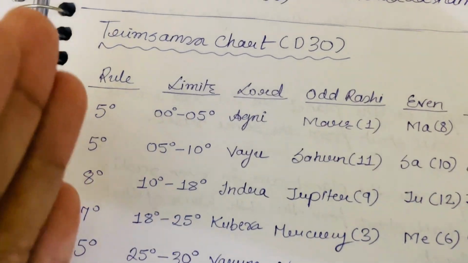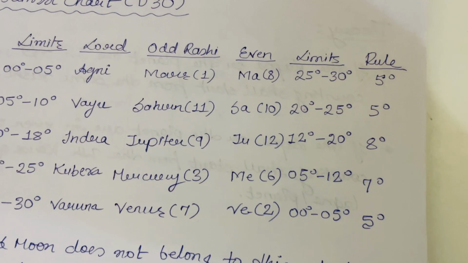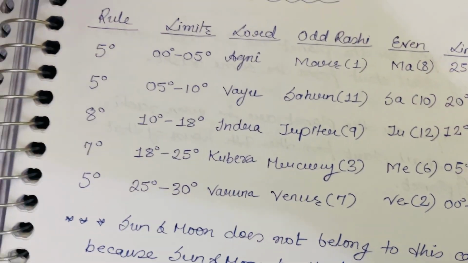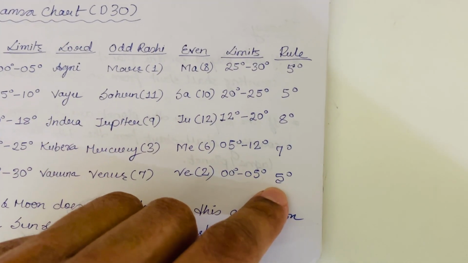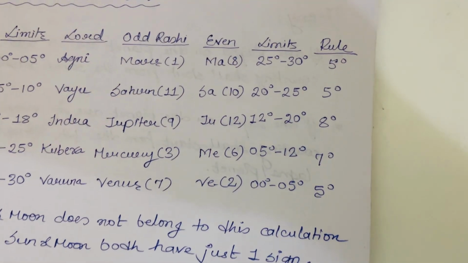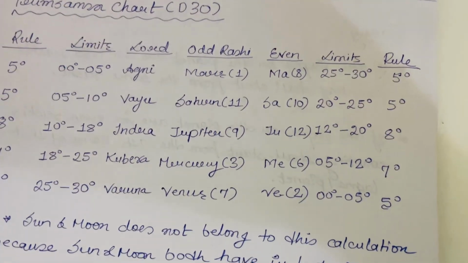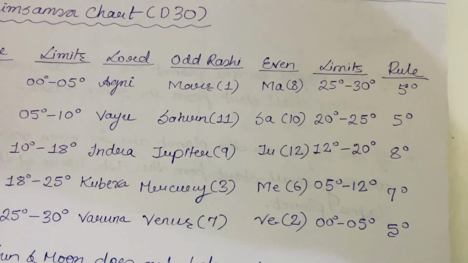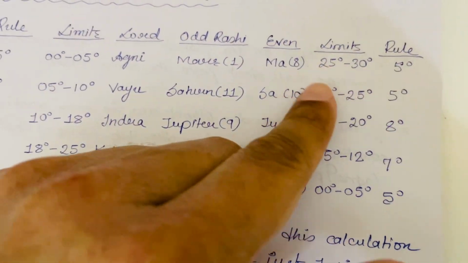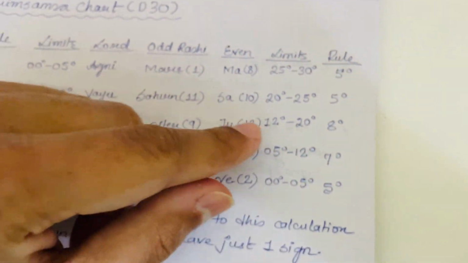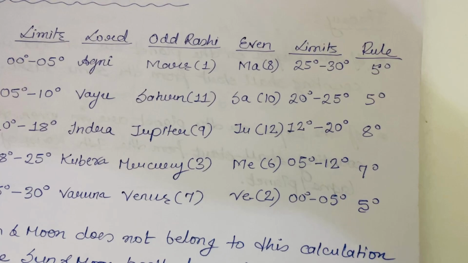So mathematically, the concept is the same. It's just that for the odd Rashi, we start from here, and for the even Rashi, we start from here. That is the only difference, and you just do it mathematically. It is so simple. All right, so now it is clear how we have created the limits for the even Rashi.